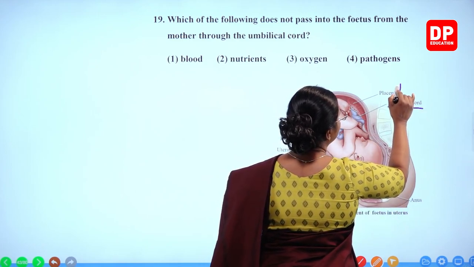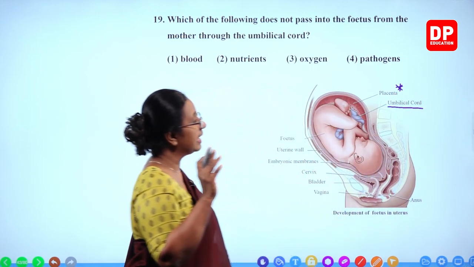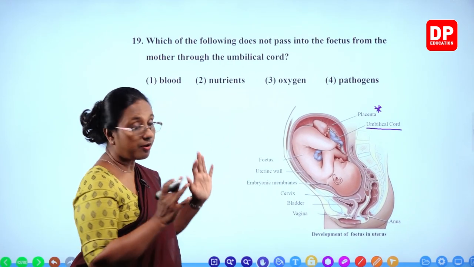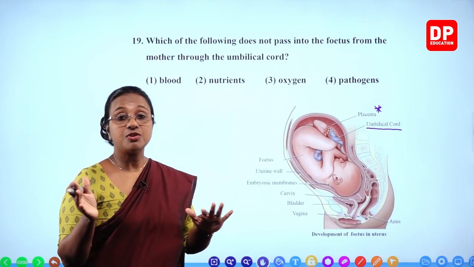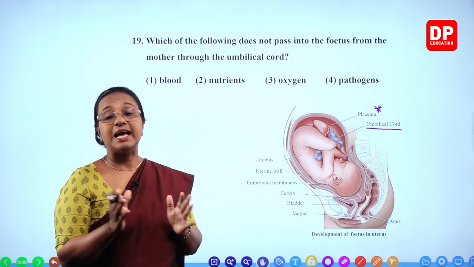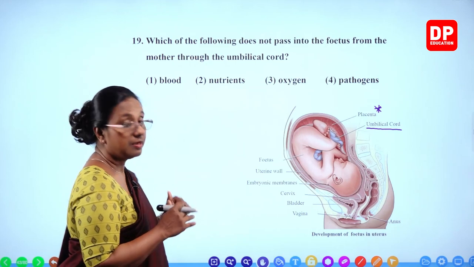umbilical cord. And the placenta is like a barrier that doesn't allow certain substances to go from the mother to the fetus or from the fetus to the mother. Mainly, the blood of the mother and the fetus never mixes.